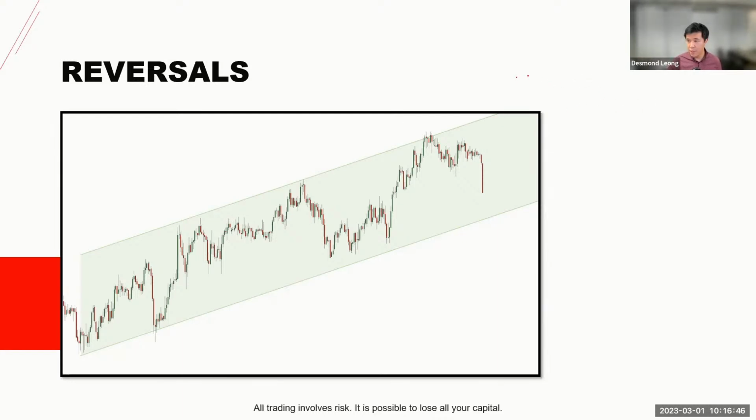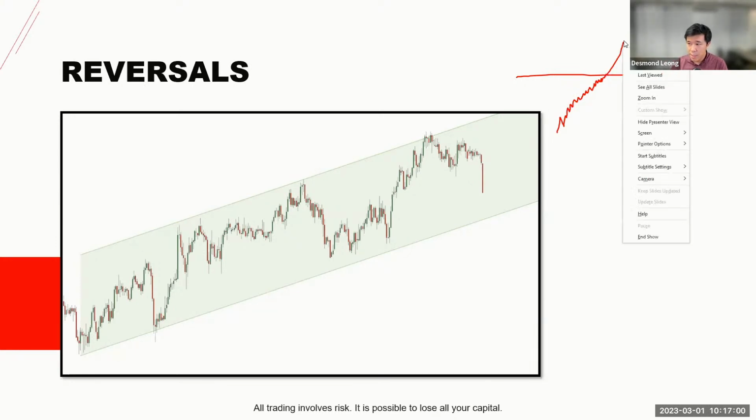When you have a level over here and price is going up, and it touches this level, one of two things can happen. If it breaks out of this level, this is what we call a breakout. If it reverses from this level, that is what we call a reversal. In trading, you only want to know whether it's going to be a breakout or a reversal.